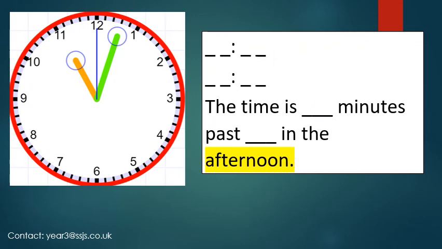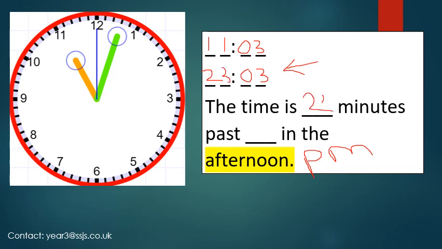I've kept the time the same for this one. It's 11:03, or 3 minutes past 11. But at this time, it's the afternoon. It's PM. So in the 24-hour clock, it changes. Minutes stay the same. And the hour should be 23. The time is 23 minutes past 11 in the afternoon.